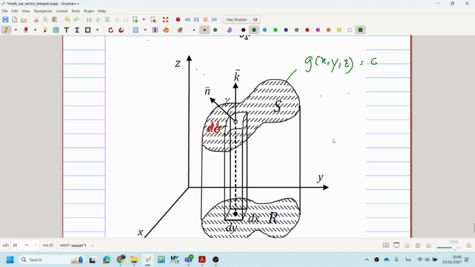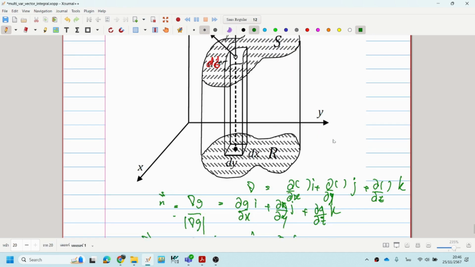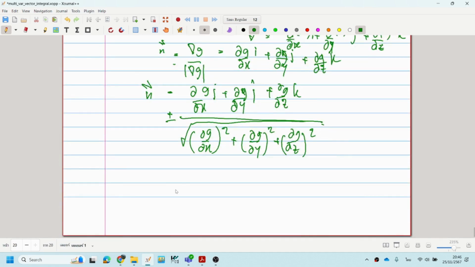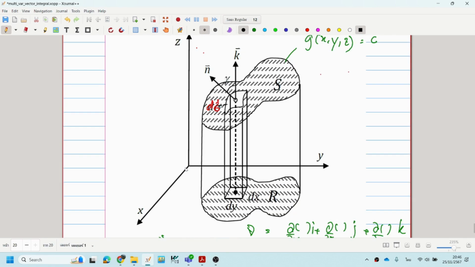You focus on the area d sigma. I explain, d sigma is after you project to 2D. Is d sigma a vector? No, it's not. d sigma is a scalar. I need to project down to the XY plane.